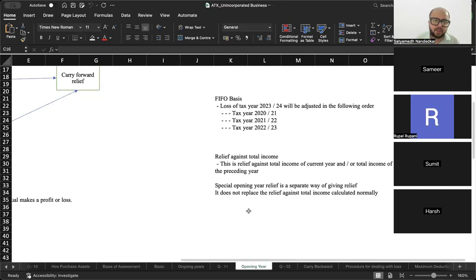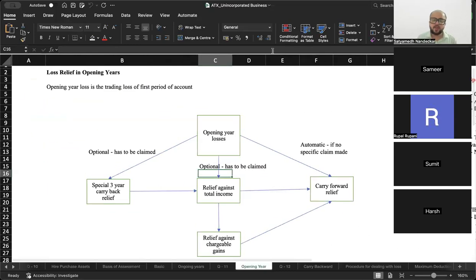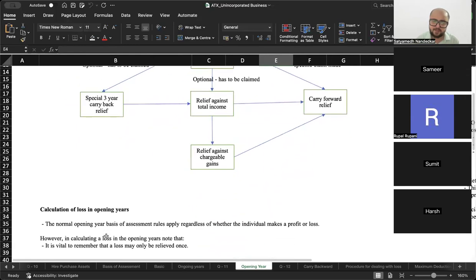In the opening year, there are certain special provisions or special benefits that you get. Opening year losses: relief against total income of the current year, then relief against chargeable gains. This is regular. Opening year losses automatically carry forward. That is also, this part is regular. There is a special 3-year carry backward of losses that is different in case of losses made in the first 4 years of trading, by the way.